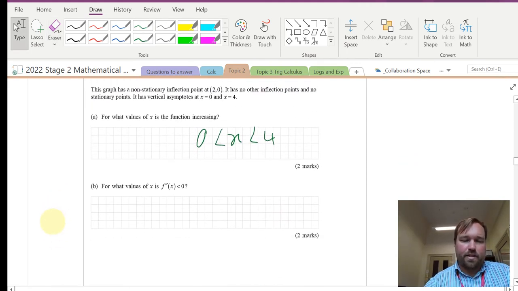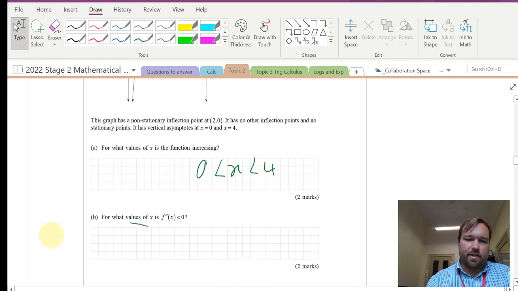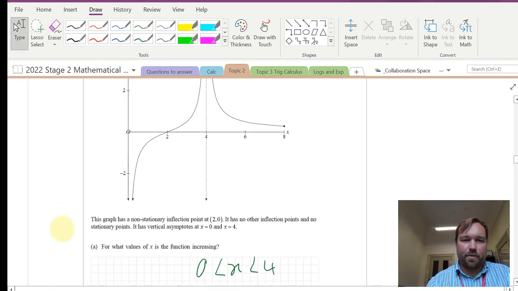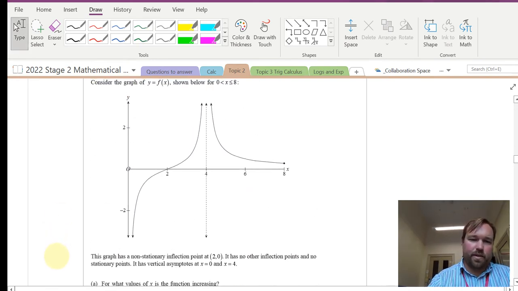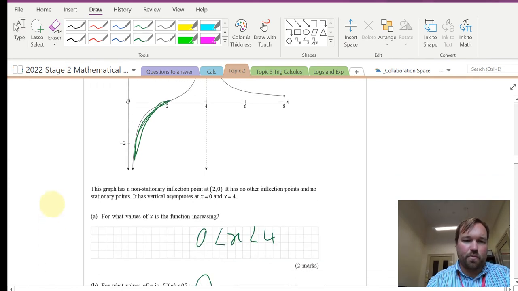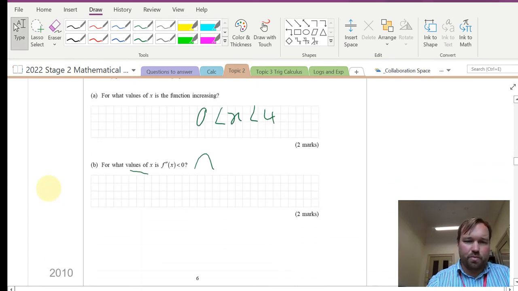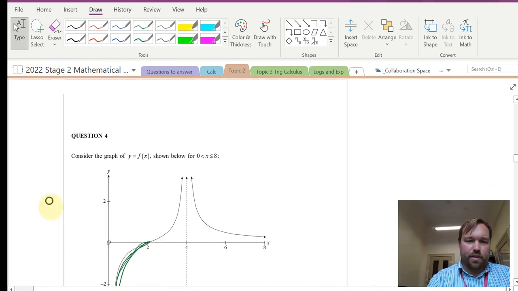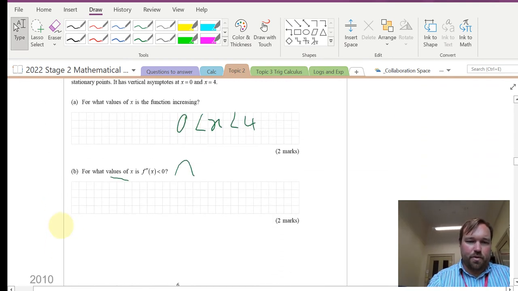For what values of x is the second derivative less than 0? Alright, the second derivative is less than 0 when the graph looks like that. So when does it look like that? Well, it looks like that here, and actually it doesn't look like that again. So we are looking at between 0 up to and equal to 2. Actually, no, it's strictly less than, so just up to 2. So 0 < x < 2.